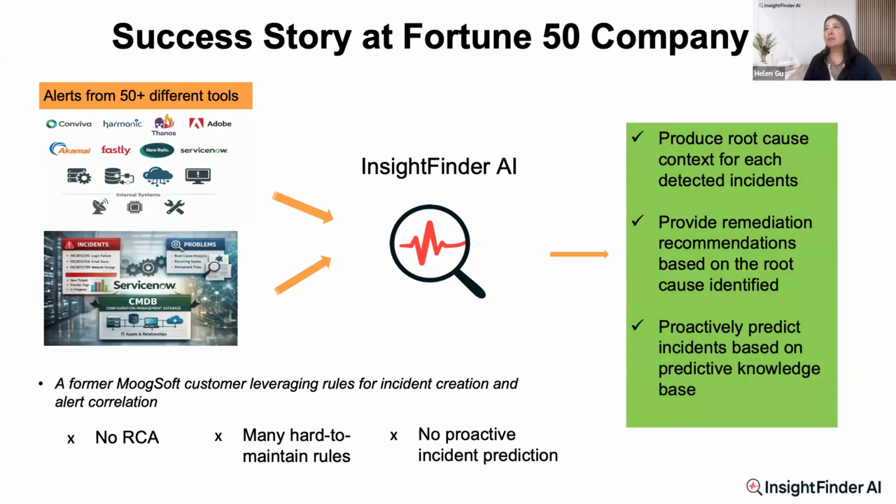So when we came in, we looked at their current workflow, right? It's very hard for a Fortune 50 company to change their workflow for InsightFinder. So what we saw is that they already have all kinds of tools generating all kinds of alerts, and getting those alerts in one place is actually not difficult. The customer already has Kafka-like infrastructure that aggregates all those alerts in real time.